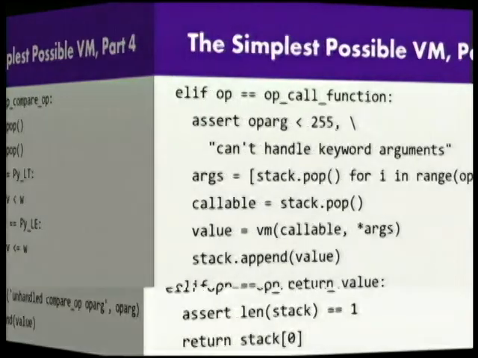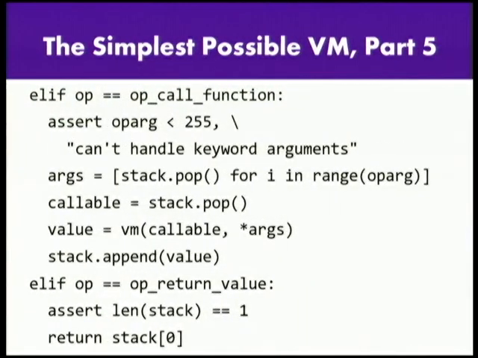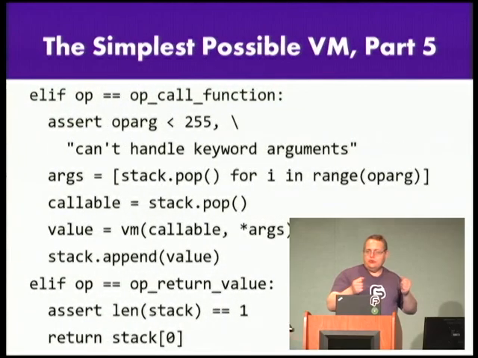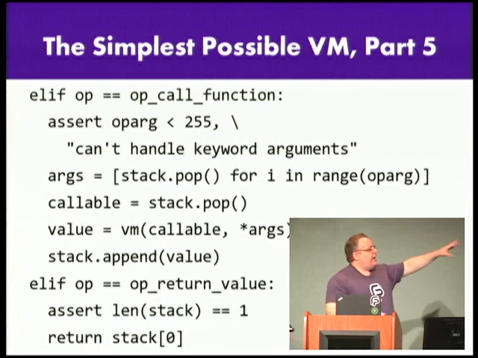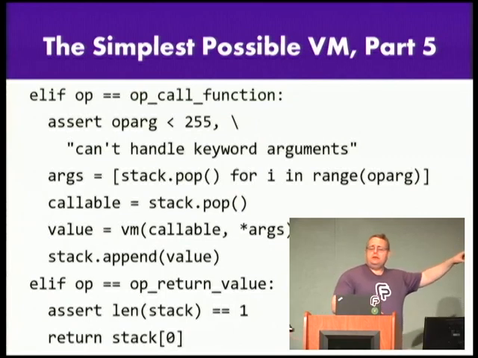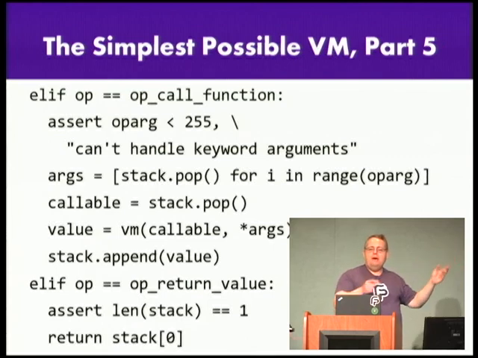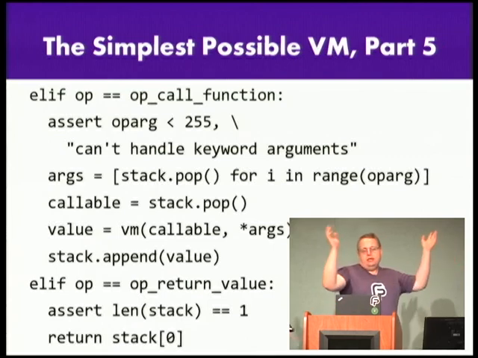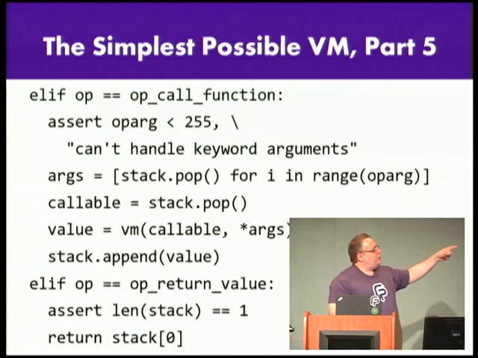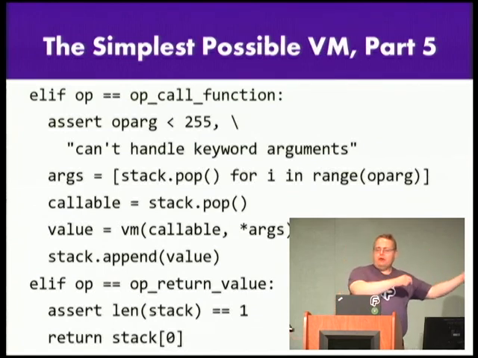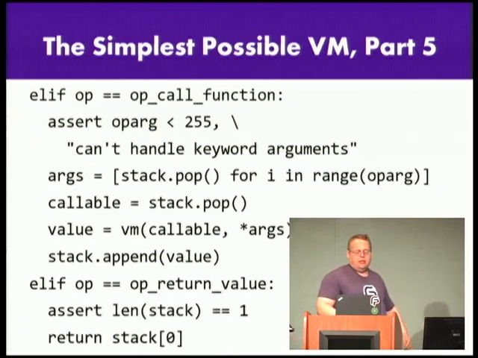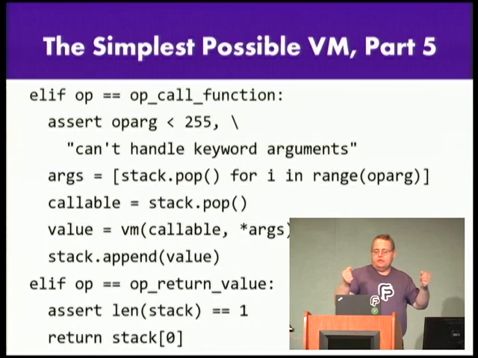And we're in the home stretch. There are only two more opcodes left. Call function, this handles recursion. Again, I only handle positional arguments in my VM, not keyword arguments. So if the number oparg is greater than 255, there were keyword-only arguments and I just exit. But if there are only positional arguments, I pop off that many arguments, using a list comprehension. So that's our args array.